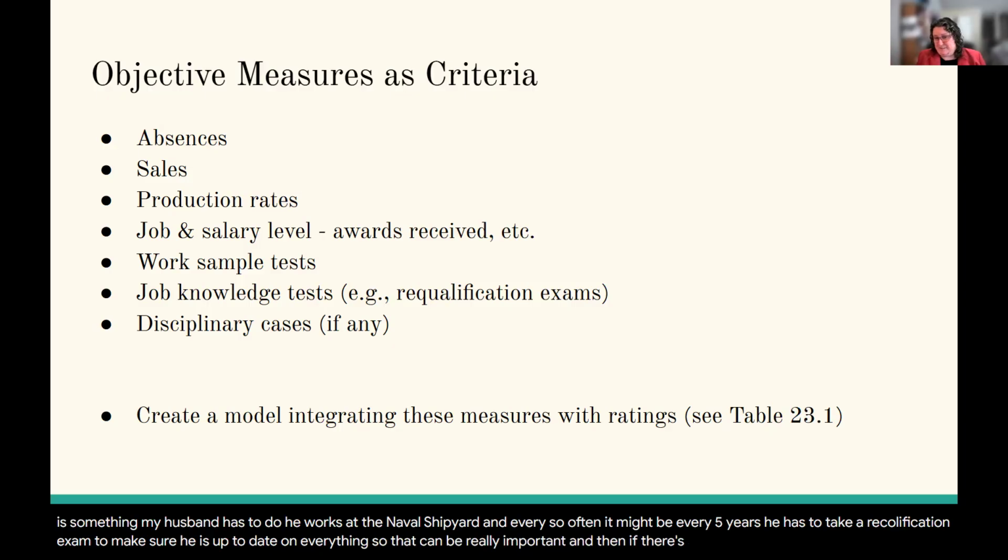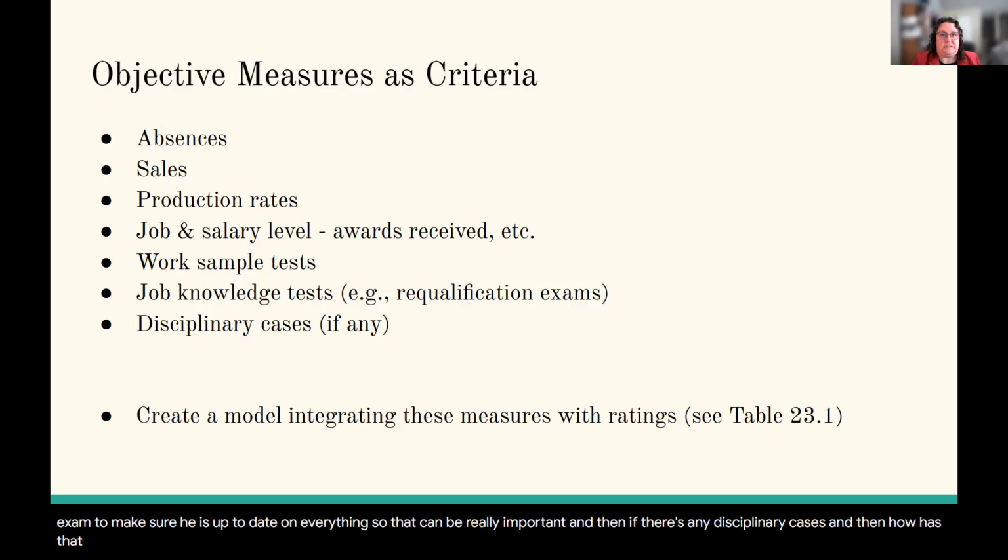And then if there's any disciplinary cases, and then how has that person responded to those? Have they actually improved? And you can create a model integrating all these measures with ratings. And there's an excellent example in your book in table 23.1.